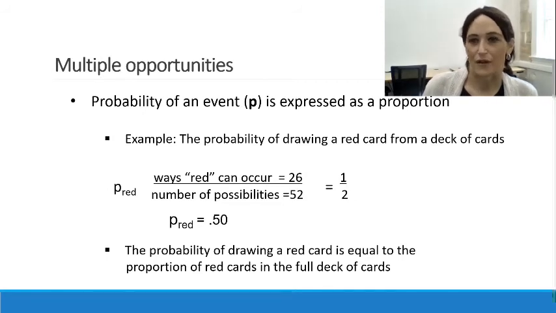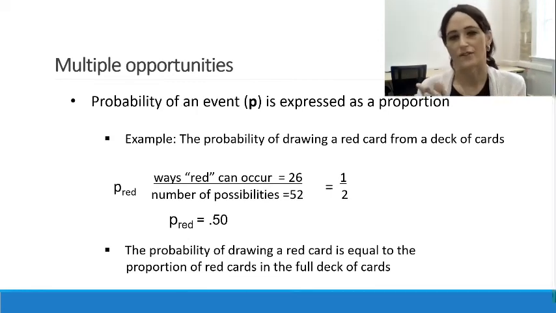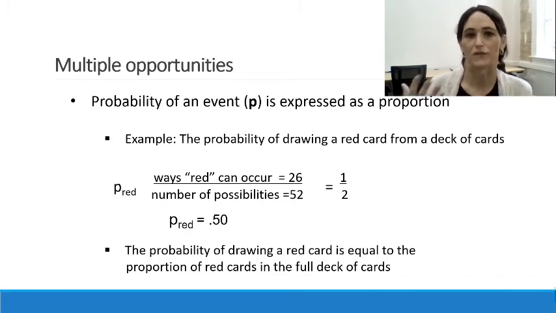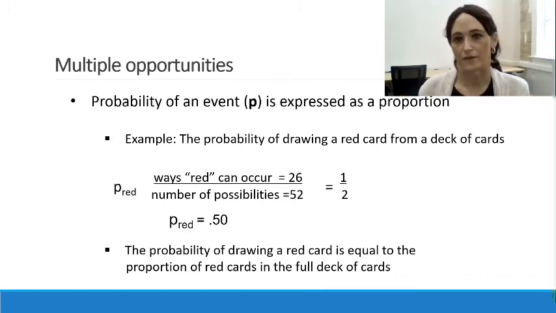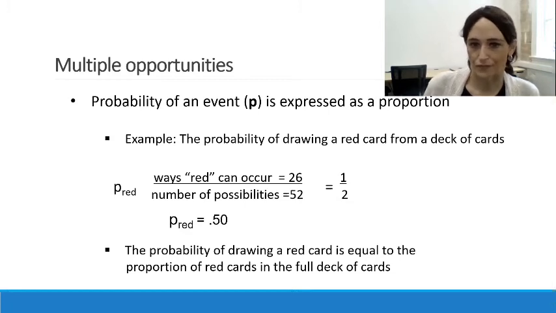And so once again, we have 26 possible red cards out of a total population of 52 cards. And so the probability of obtaining a red card upon a random draw is 1 out of 2, or 0.50, same as flipping a coin. Even though there's multiple opportunities and there's multiple ways in which it can occur, the probability is the same.